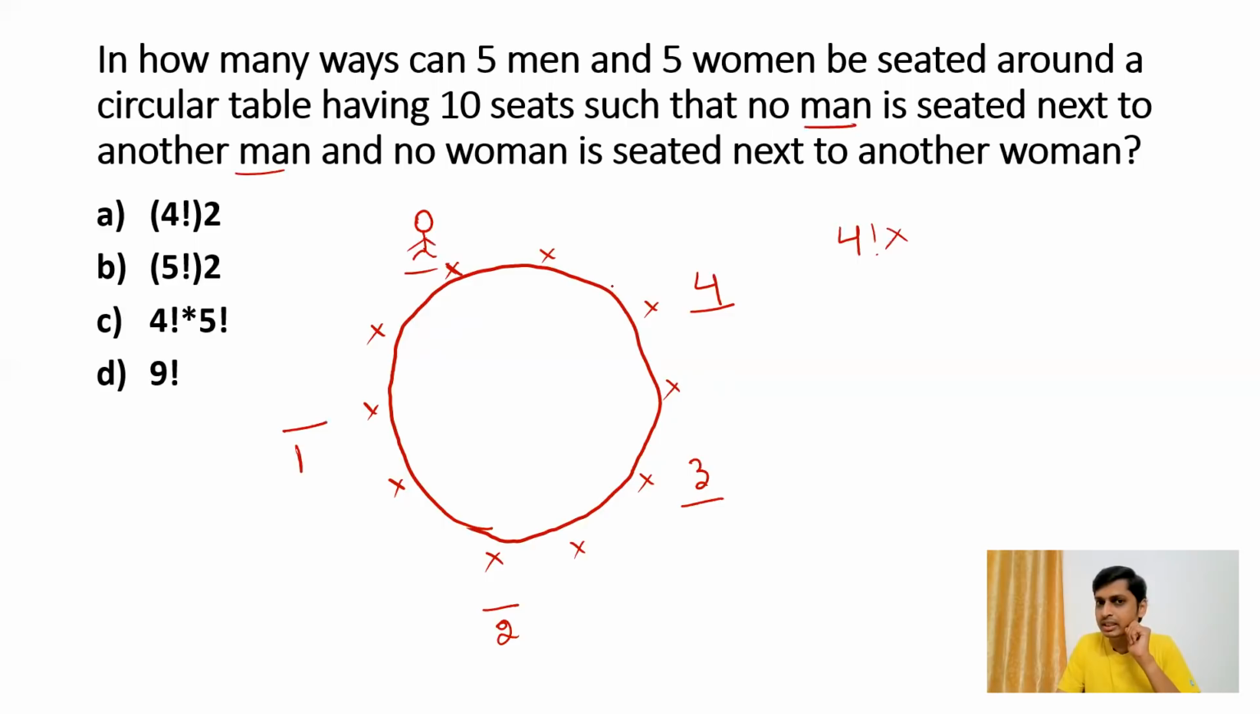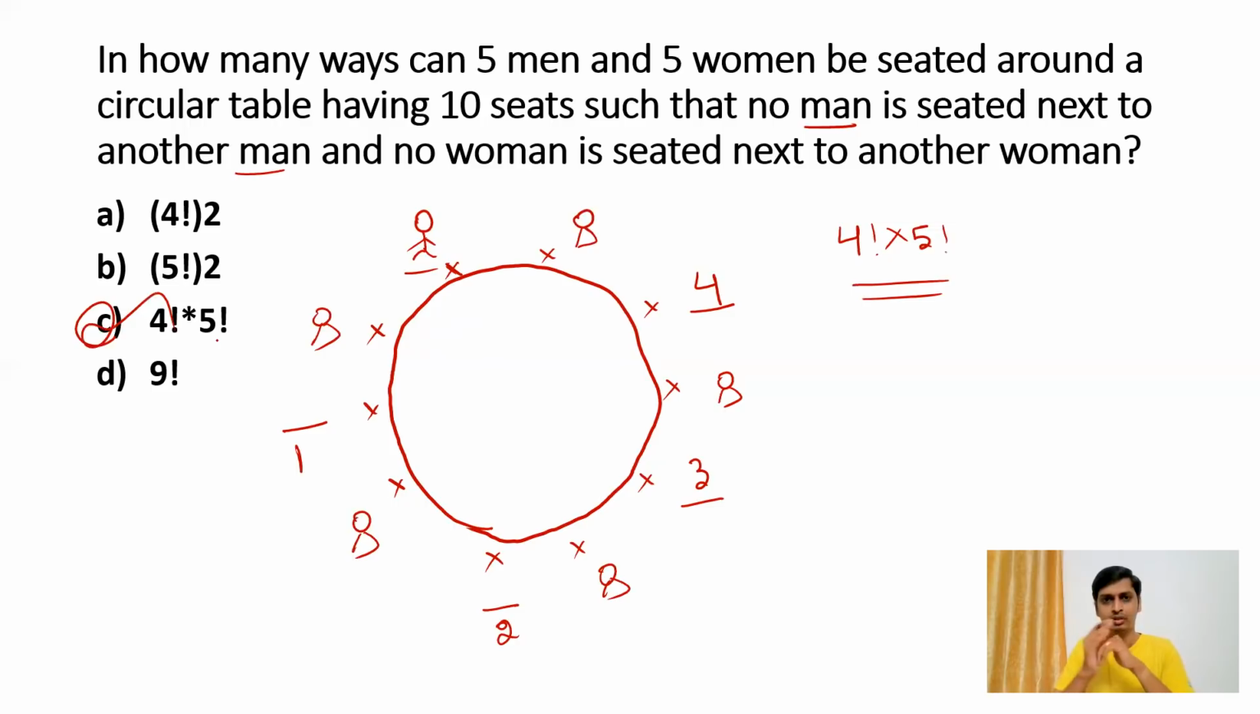Okay, now we have how many seats? 5 seats. So these 5 seats will be occupied by the 5 women, in how many ways? So 5 men and 5 women. So it is 5 factorial ways. So 4 factorial into 5 factorial is the answer.